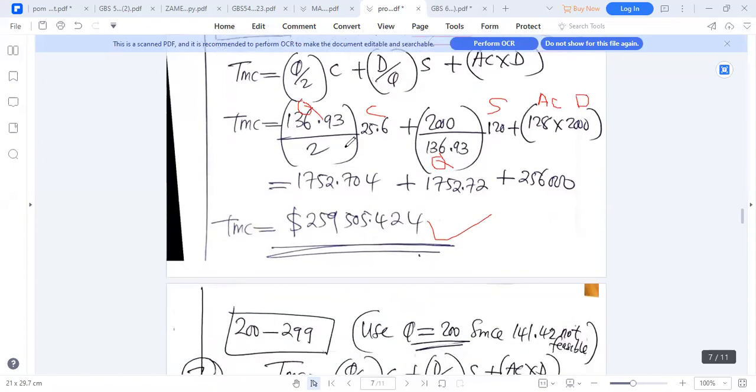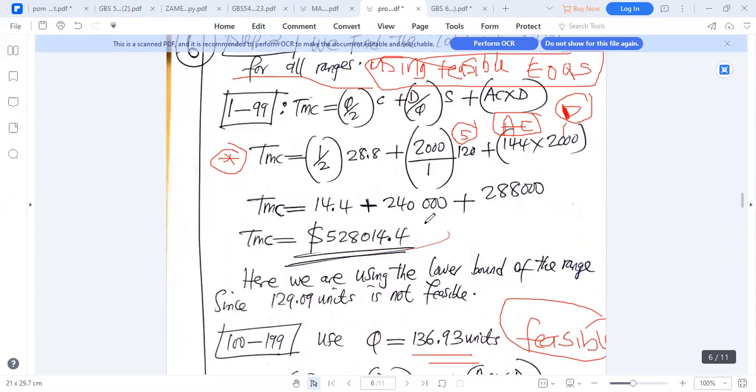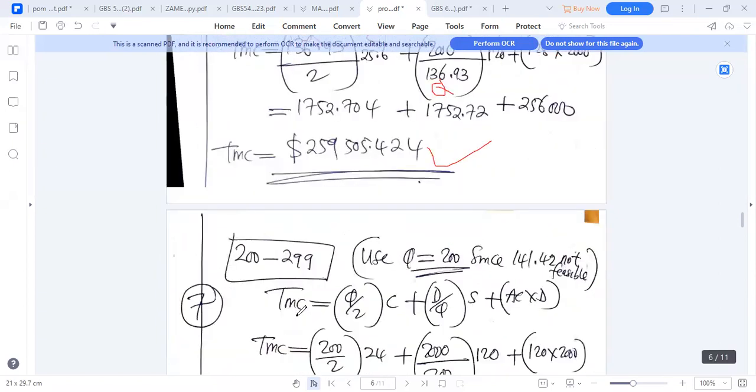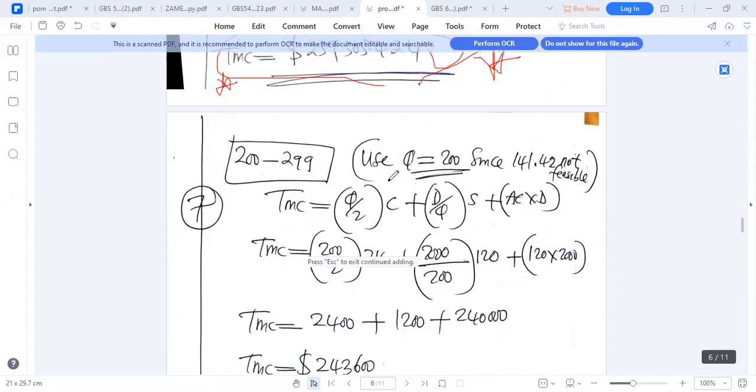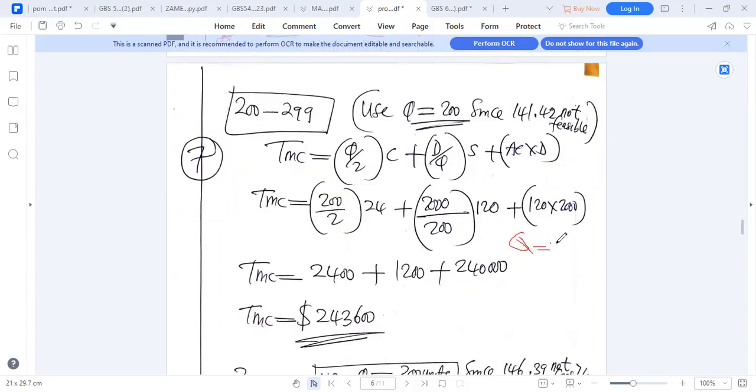So it's feasible, and we are comparing the total material cost of this one with this one here. Then the other one was not feasible, so we are using our Q in this case as Q equal to 200. Finding this, we are getting 243,600 as our total cost.